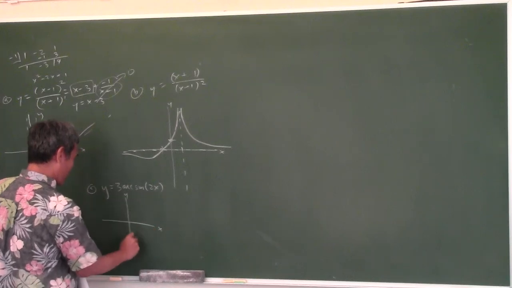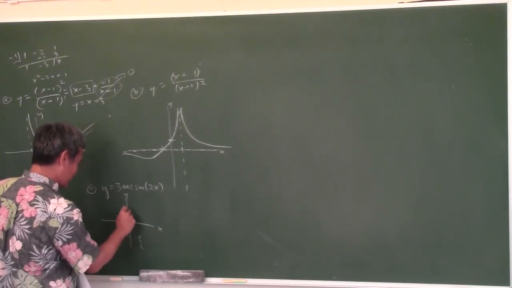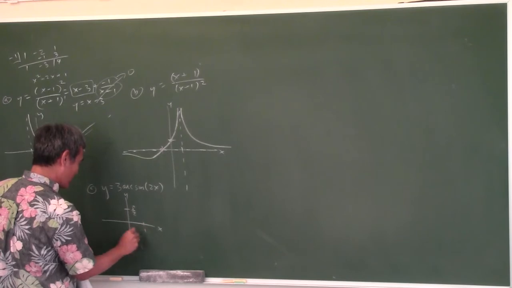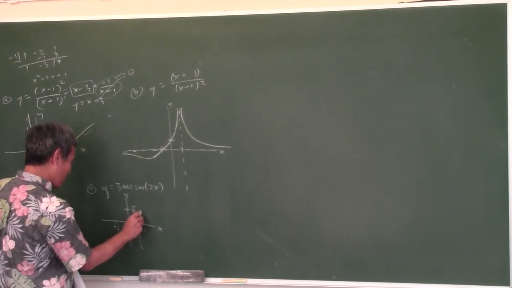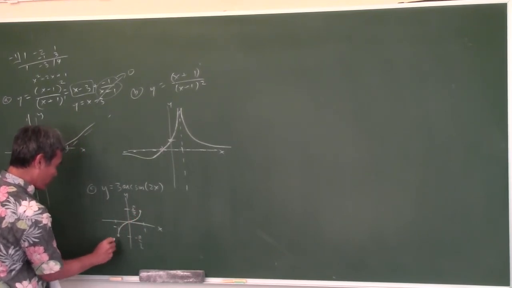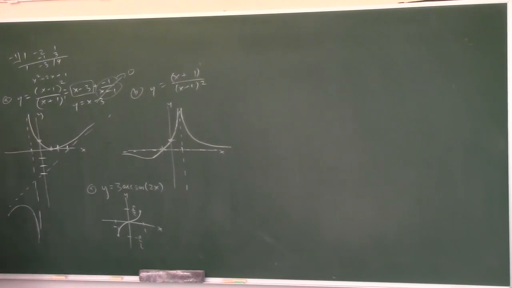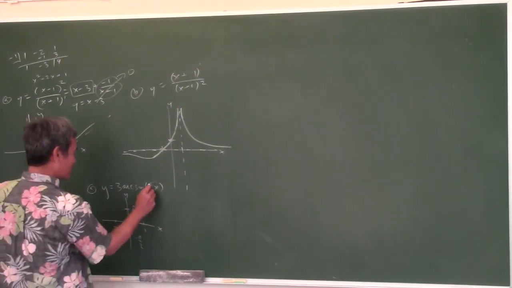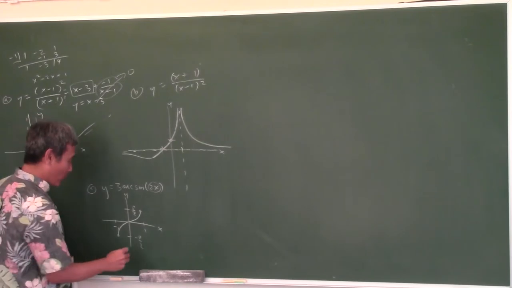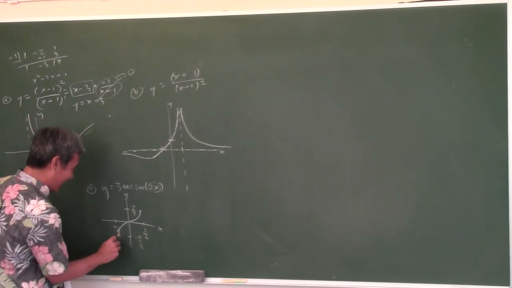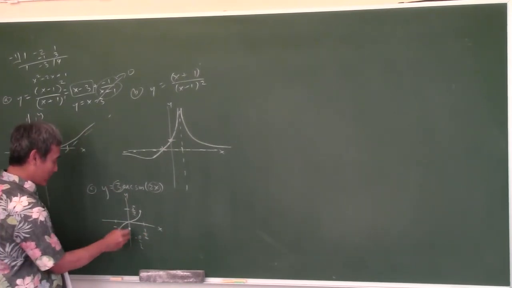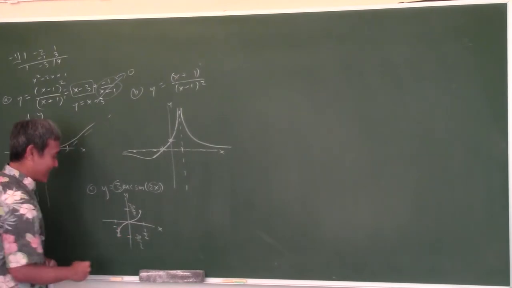So what I do is I remember the range. The inverse trig function, the key is the range. So it looks like this. And then, what does this do to the graph? It multiplies the x coordinates by 1/2. So, what does that do? It multiplies the y coordinates by 3. Finished.